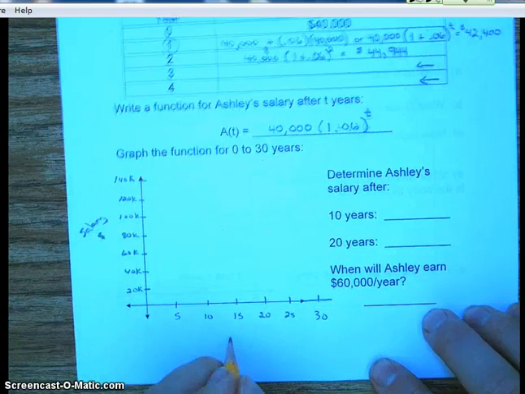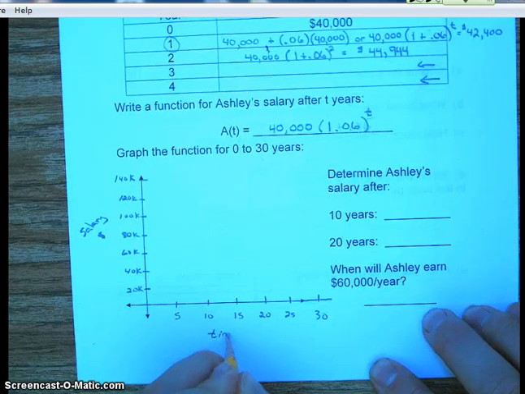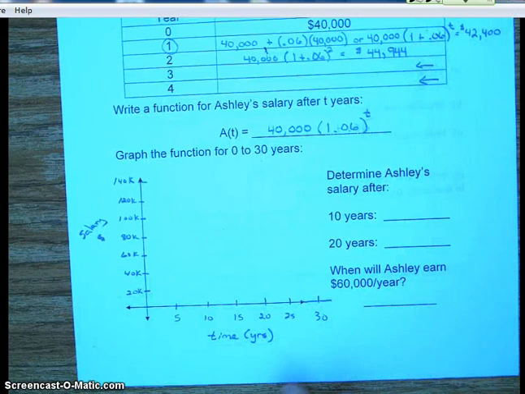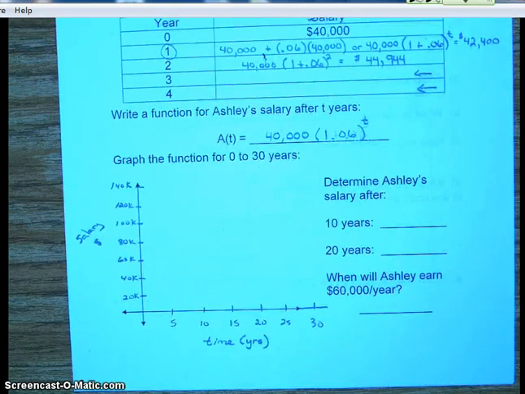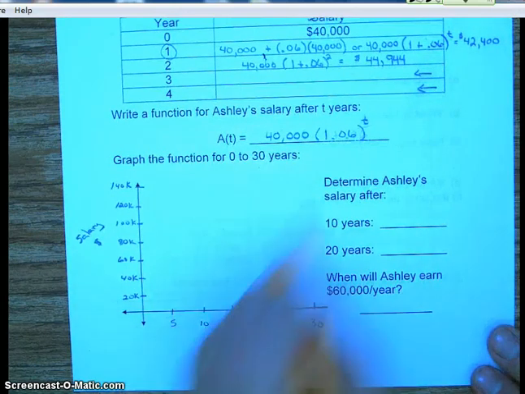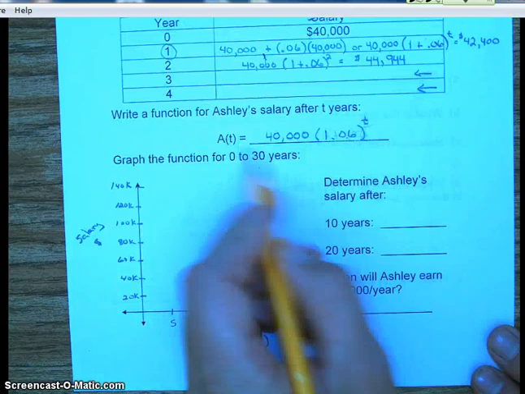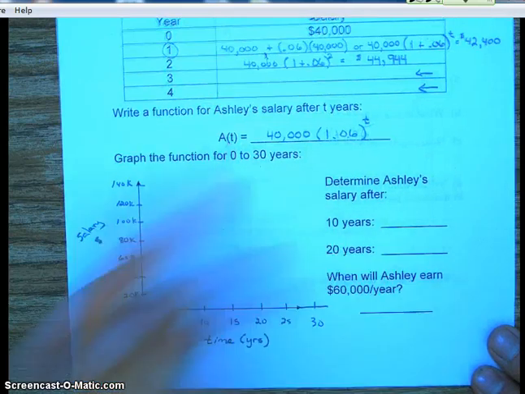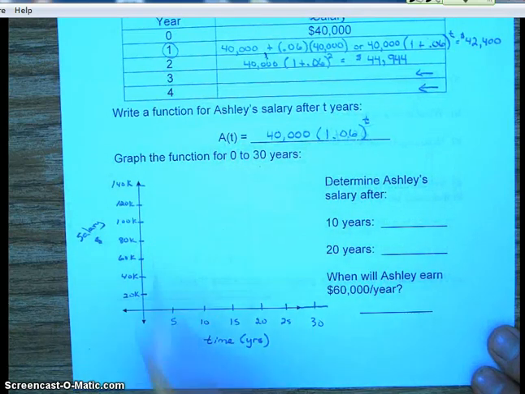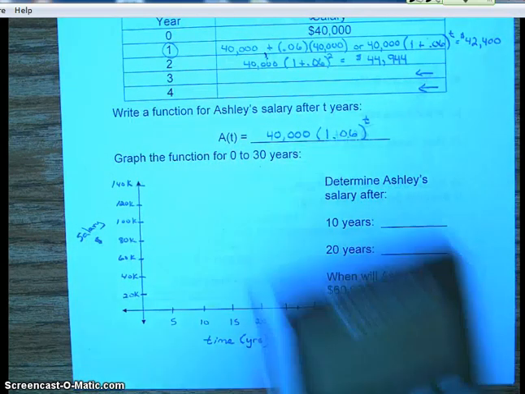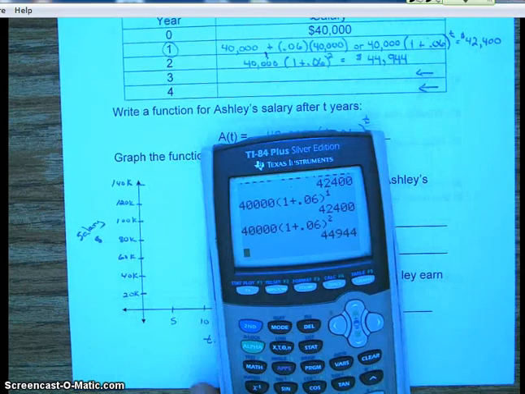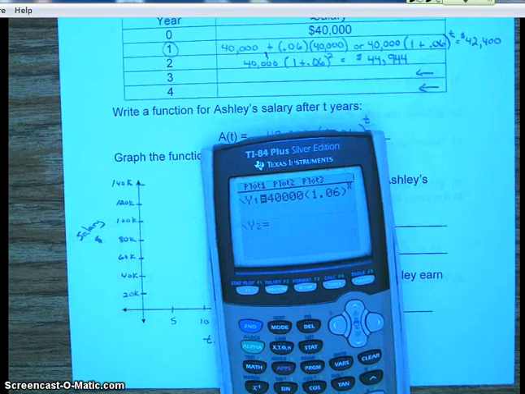And this is her time in years. All right, so we could plug in 5 for T and then get her salary and plot that amount right here. We could do that, or we could go to our calculator. We could plug in the formula here, which I have already plugged in.